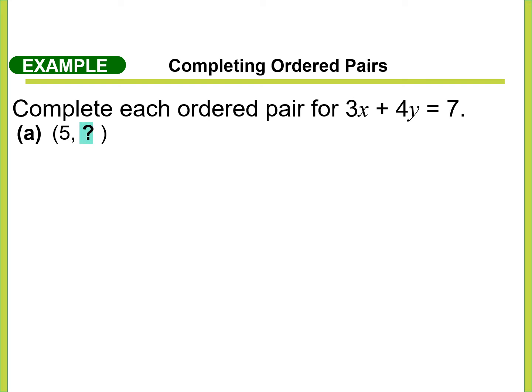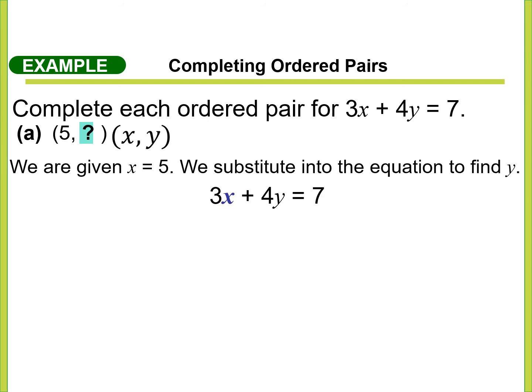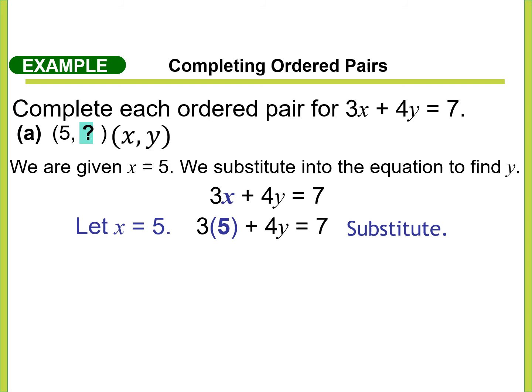Now let us complete ordered pairs. Let us complete the ordered pair for 3x + 4y = 7. Here, we have 5 and then a question mark. Since we know the value of x, we are going to solve for y by substituting the value of x. First, copy the equation 3x + 4y = 7 and then substitute 5 for x. So let x be equal to 5.